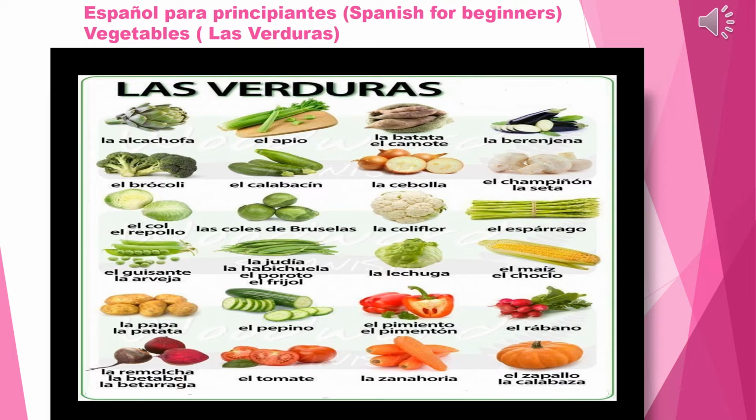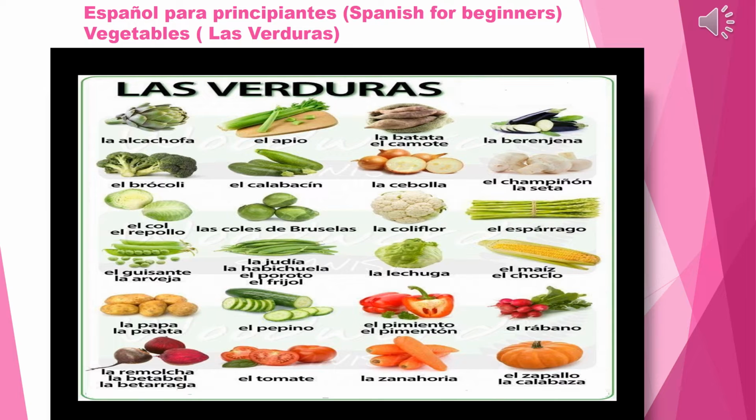And then you come to el col or el repollo. El col or el repollo. El repollo. So you see there are two L's, pronounced like Y, so that's why you say el repollo, el col. So that is cabbages.